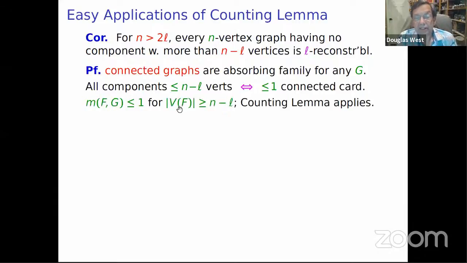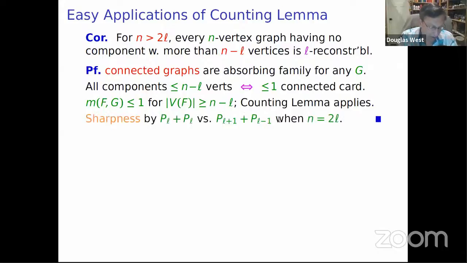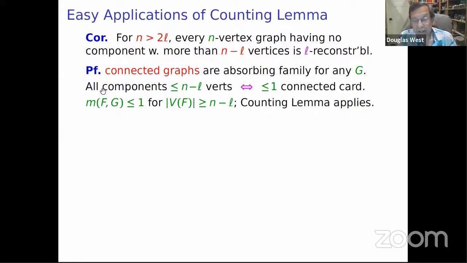And that means that for every connected graph with at least n minus L vertices, there's at most one of them in G as a component. And if there is one, it has n minus L vertices and we see it. So this counting lemma that I proved for you applies, which means that we can determine all the components of G. So we've reconstructed the graph, okay? So that's a very easy proof.